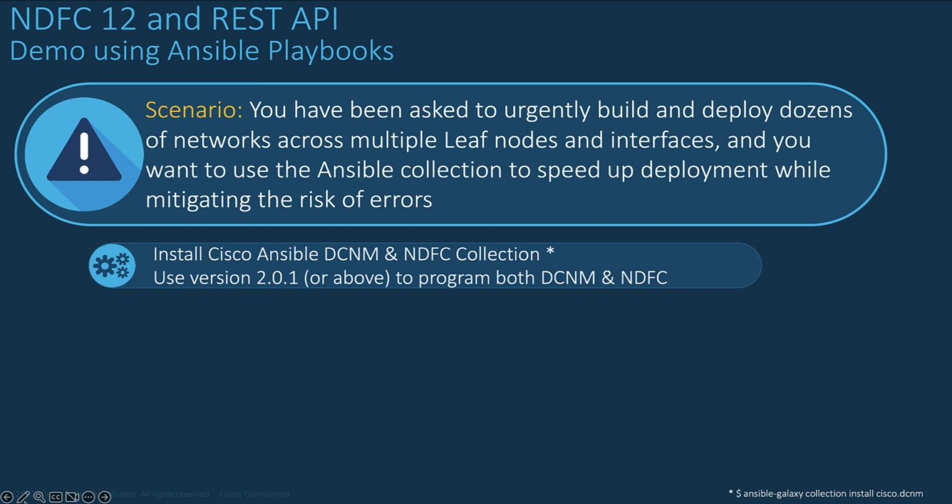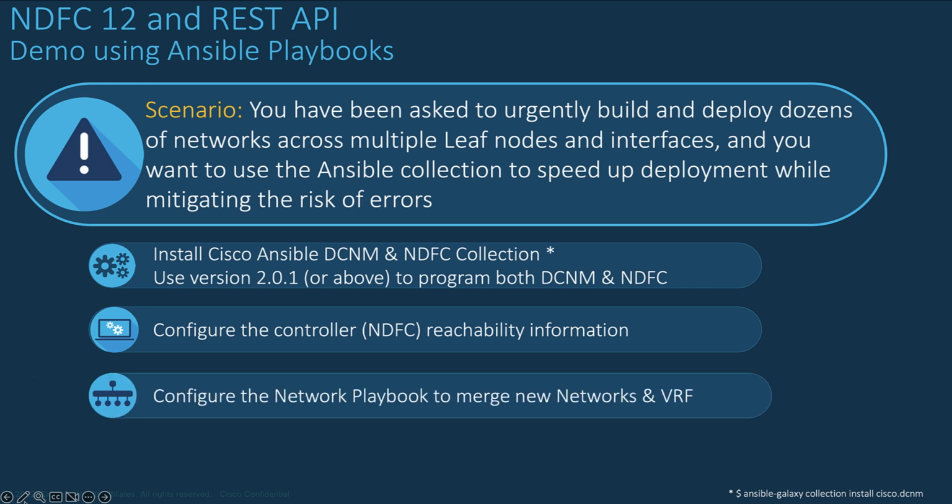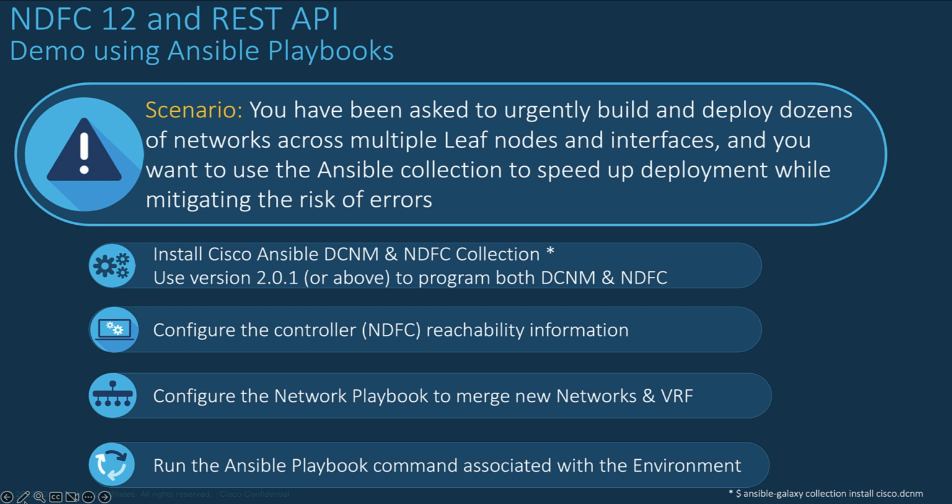Obviously, you need first to install the DCNM NDFC Ansible collections in your workstations. And for this video, you install NDFC Ansible collection version 2.0.1. Now, the first thing you need to do is to configure the environment with your target host, DCNM or NDFC, and its reachability information with the inventory file. Then you configure the network playbooks. You can combine multiple tasks in the same playbook. And finally, you run the Ansible playbook code that executes the VRF and network modules associated to your fabric inventory file, comprising your DCNM and NDFC reachability information and credentials.